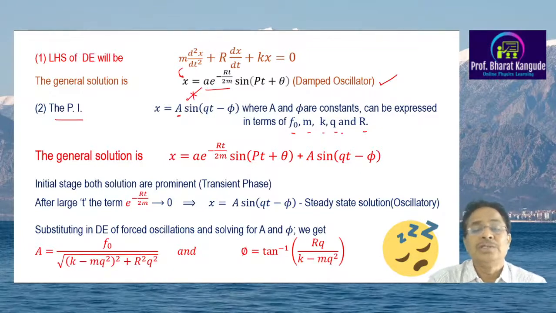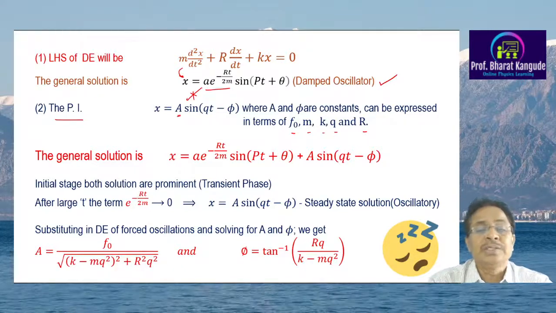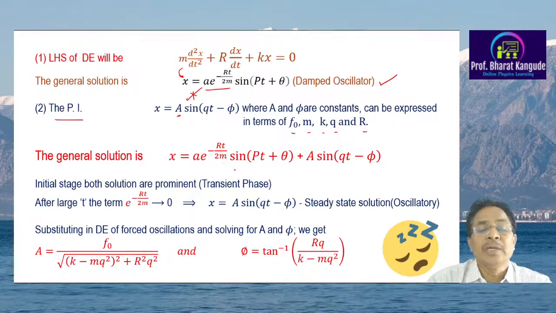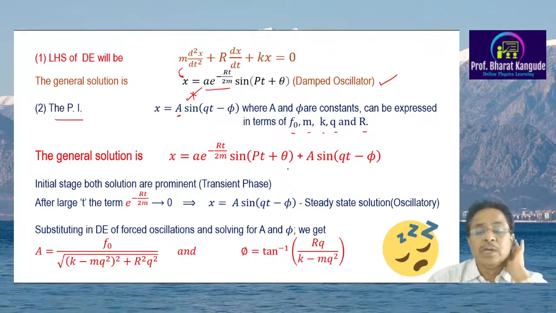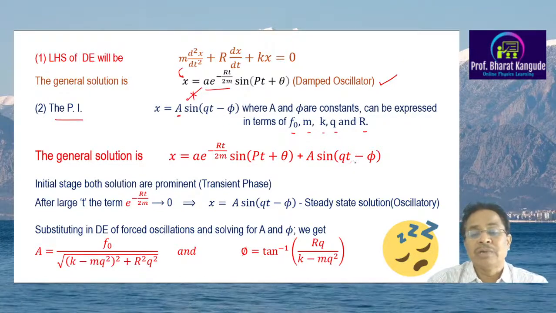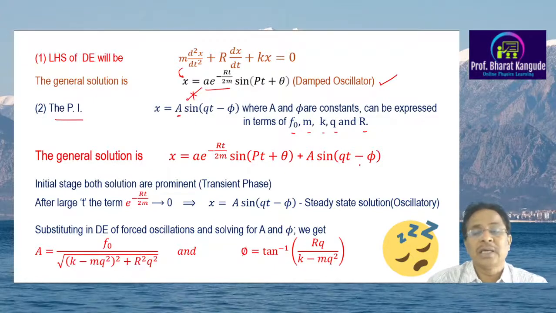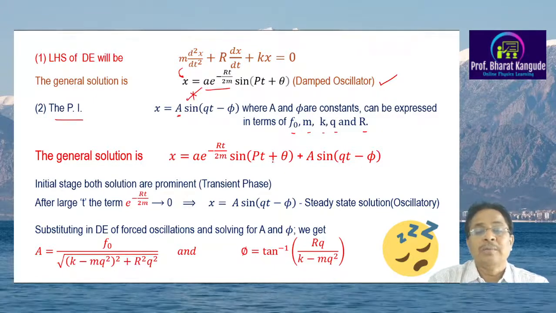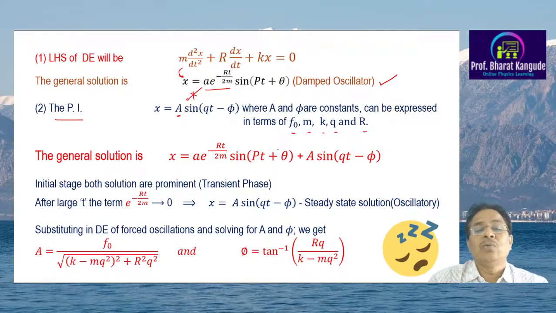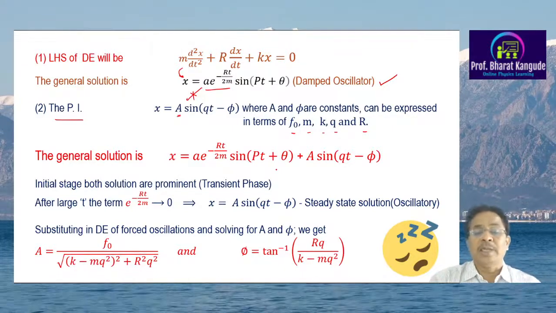And therefore the general solution of this type of differential equation is given by x is equal to a times e raised to minus rt upon twice m into sine of pt plus theta, plus A times sine of qt minus phi. Now there is a question, why write here plus phi or minus phi? You can write plus phi here, that is also allowed. You can write minus theta, that is also allowed, because the form of the function is more important than whether the phase is written as plus or minus phi or theta.